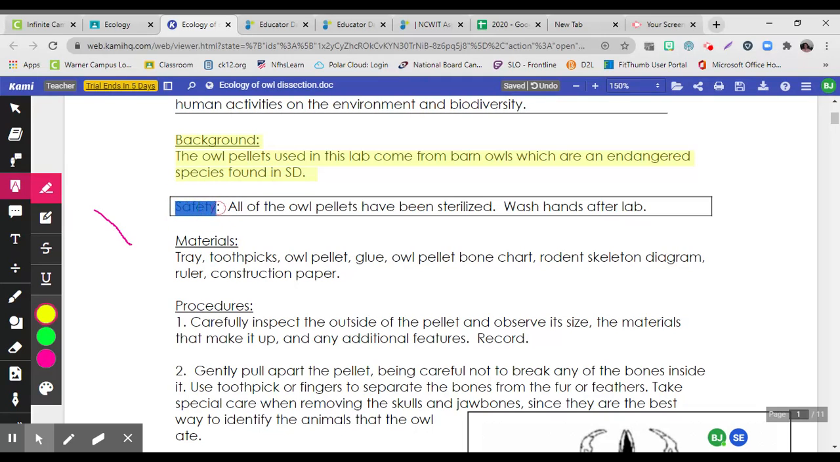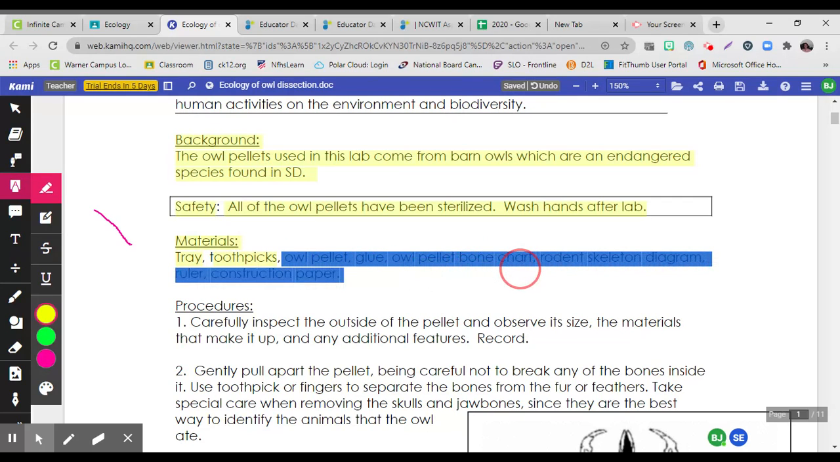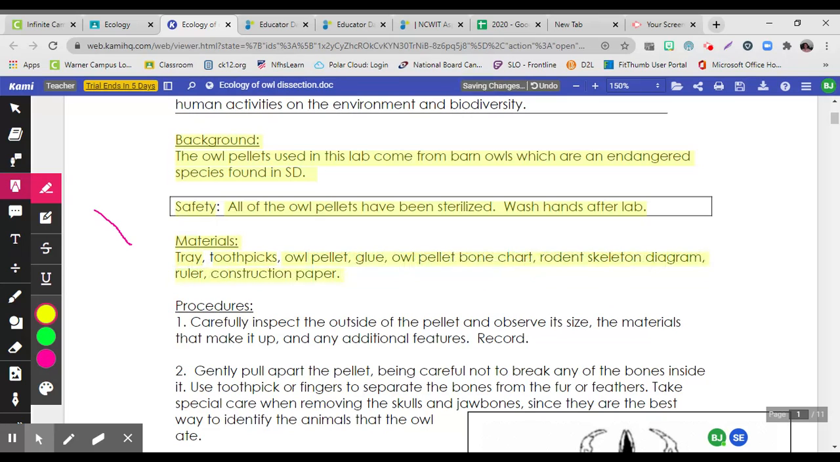Safety. All of the owl pellets have been sterilized. Wash your hands after lab. Materials: tray, toothpicks, owl pellets, glue, owl pellet bone chart, rodent skeleton diagram, ruler, and construction paper.